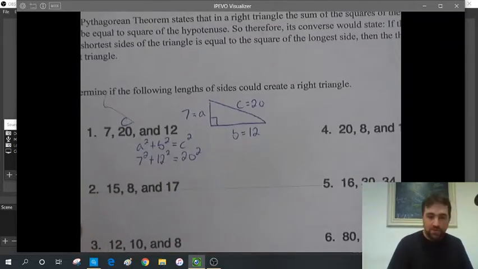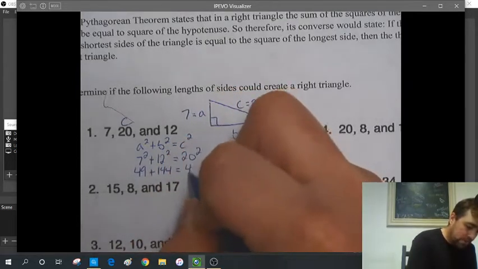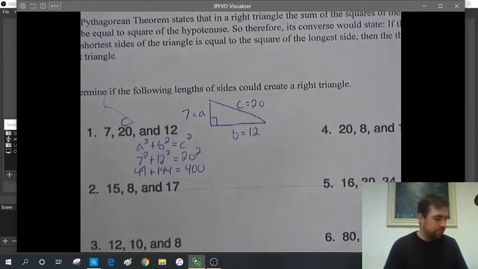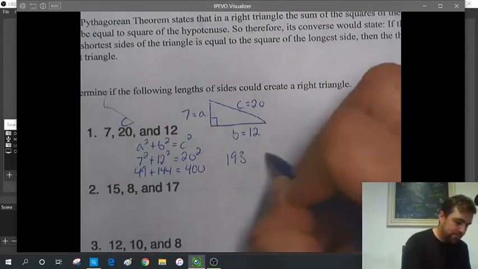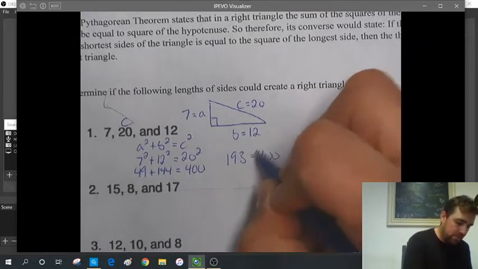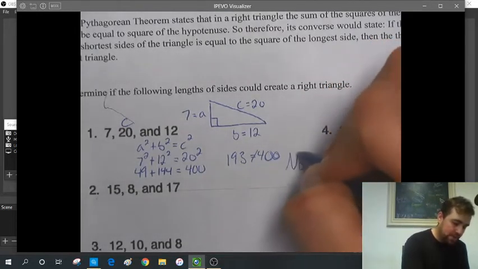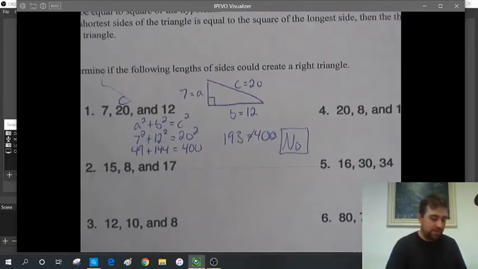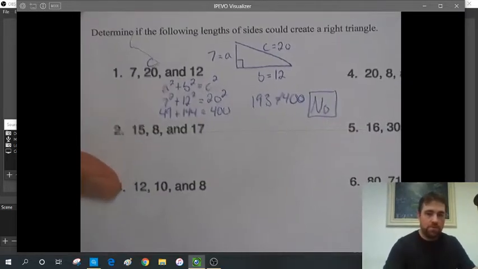Okay, so now we're basically just going to evaluate the equation and see if it is a true equation or not. So 49 plus 144 would have to equal 400. So if we add up the left side of our equation, here we get 193 equal to 400, which is not true. And so therefore, our answer here is simply a no. These three sides would not make a right triangle. Okay? Repeat the process for number 2.